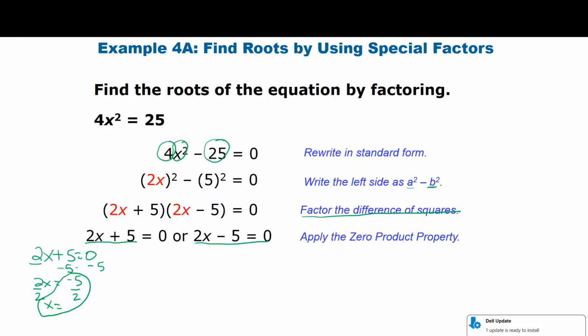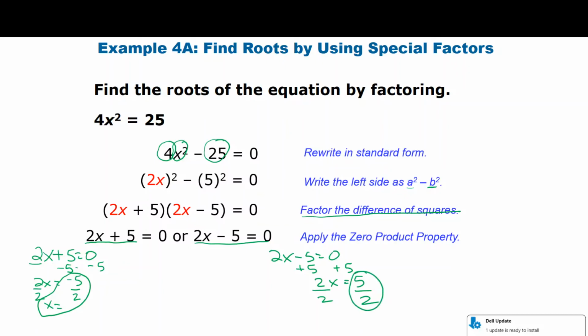All right, and then the other way, I have 2x minus 5 equals 0. Add 5 to both sides. That leaves me with 2x equals 5. Divide both sides by 2. So I have x equals 5 over 2.